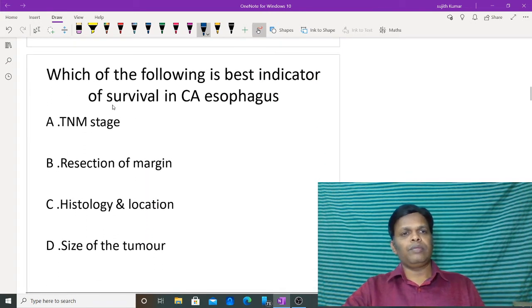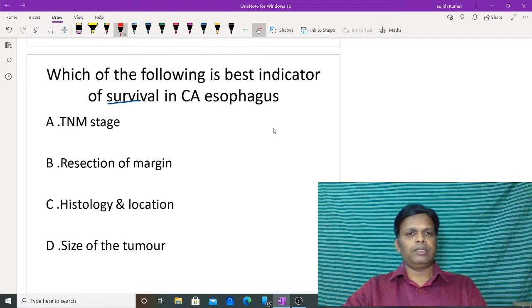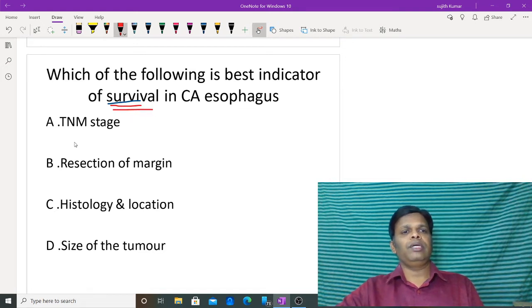Which of the following is the best indicator of survival in esophagus? So just watch carefully. Survival. That means what will happen post-operatively. So whether you are doing surgery or not, most of the time if you are doing surgery, you can assess the survival rate. Okay, so the answer for this question is TNM staging. Best assessed by TNM staging. Okay, so other options are resection of margin, histology, location, size of the tumor. But this is the one.